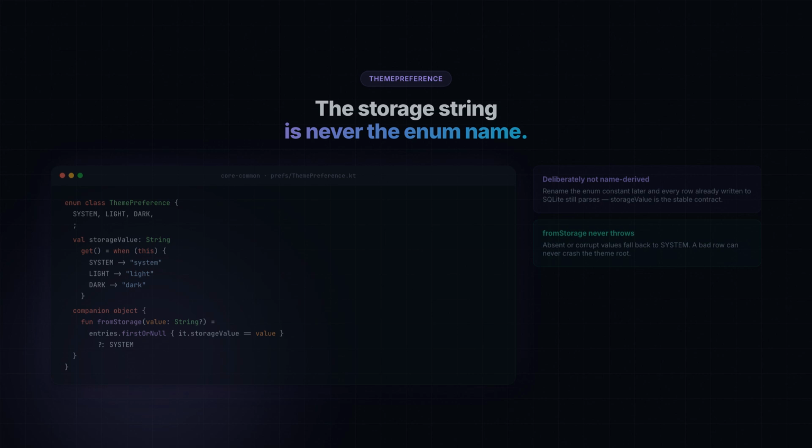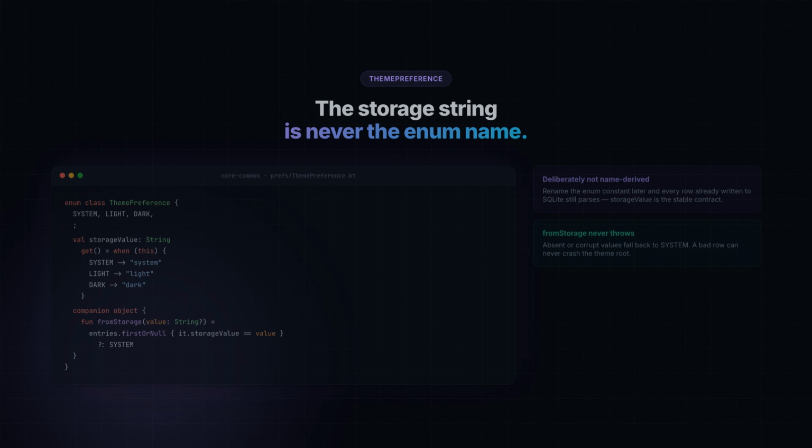Theme preference is a plain enum with three entries: system, light, dark, but it carries one extra property: storage value, a getter that maps each entry to its own lowercase string. System, light, dark, through an explicit when expression rather than relying on Kotlin's built-in name property. That is a deliberate choice. If a future refactor renames the enum constant to something else, every row already written to SQLite by SQLDelight app preferences still parses correctly, because storage value for that entry never changed.